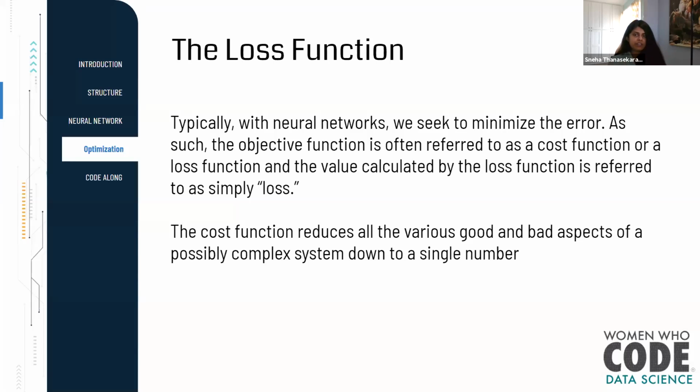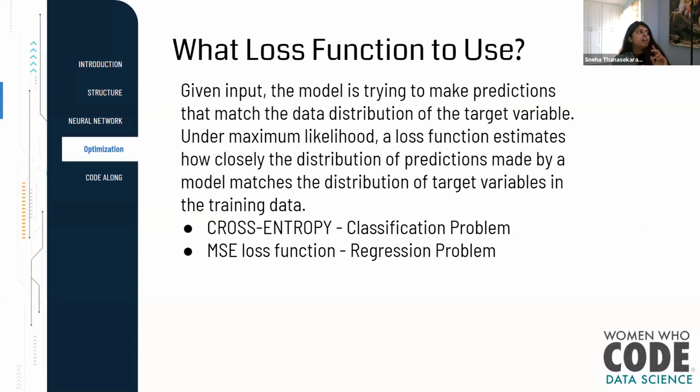In calculating the error of the model during the optimization process, a loss function must be chosen to calculate that error that we talked about 3 slides ago. So what loss function to use? Given the input, the model is trying to make predictions that match the data distribution of the target variable. Under maximum likelihood, a loss function estimates how close the distribution of predictions made by the model matches the distribution of target variables in the training data set.